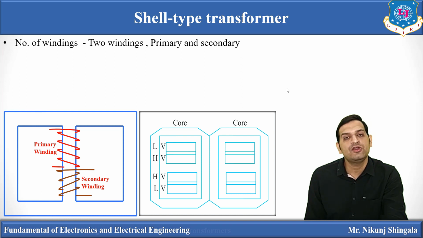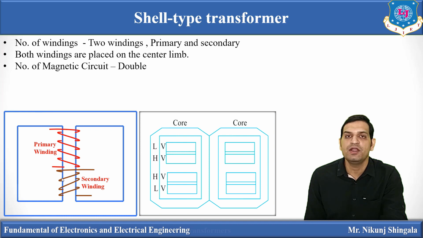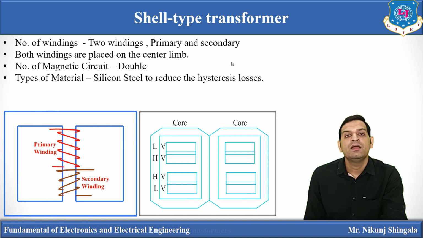The number of windings are two, primary and secondary windings. Both windings are placed on the central limb, and if both windings are placed over here, we can say winding is surrounded by the core over here. Some part of the winding is surrounded by the core. The number of magnetic circuits is double in this case. The material used to design the core is silicon steel, to reduce the hysteresis loss and eddy current losses.